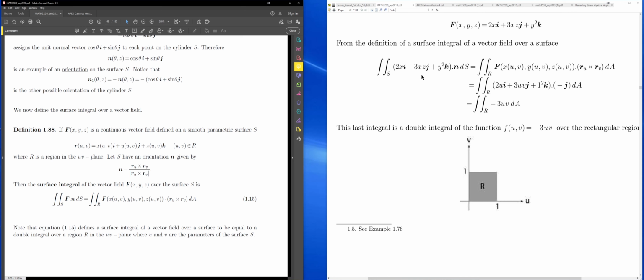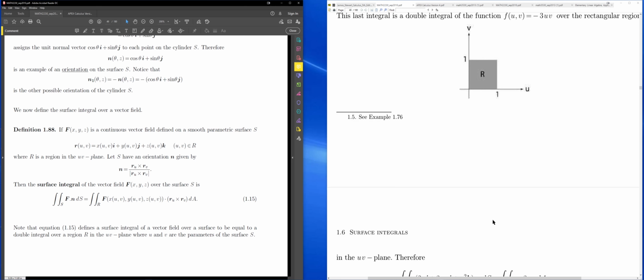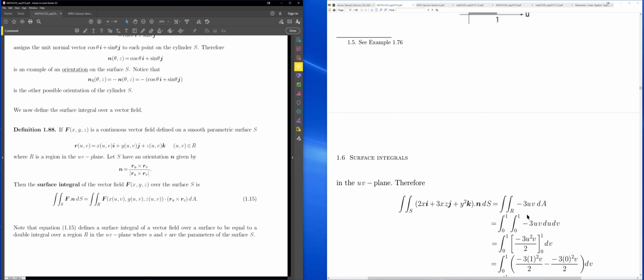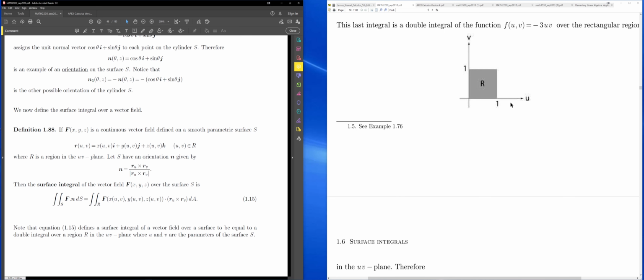Okay, so once you use your formula for the surface integral, and you put in your parameter functions, you work out the r_u cross r_v, and you take a dot product, what you simply get here is a function of u and v. So this is a double integral in the variables u and v. And because it's a rectangular region, we now know how to integrate it. You could integrate in any order that you want. So you're going to integrate the minus 3uv over this square region here.